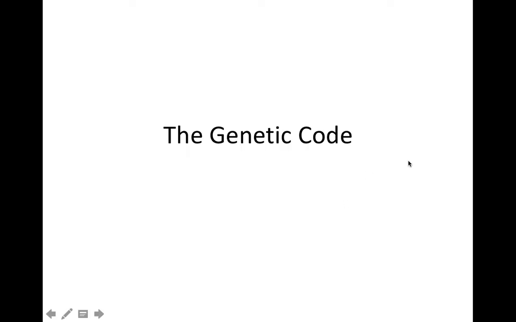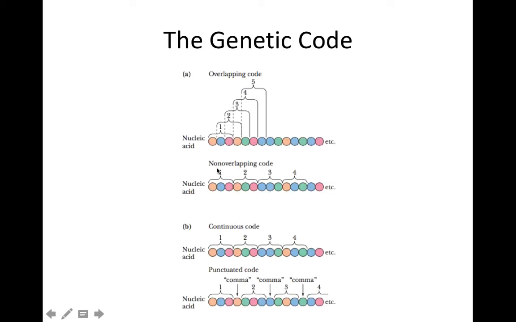Okay, so now we're going to discuss translation. First, we have to familiarize ourselves with what a genetic code is. So, the genetic code is basically the code that our tRNAs follow to know what type of amino acids they're going to encode.